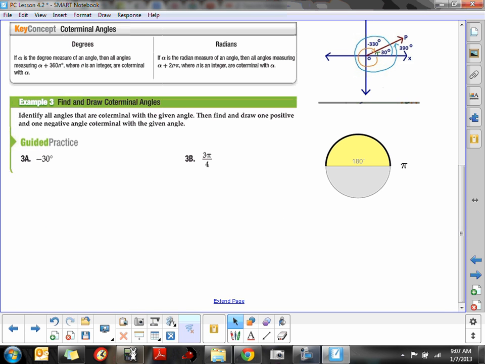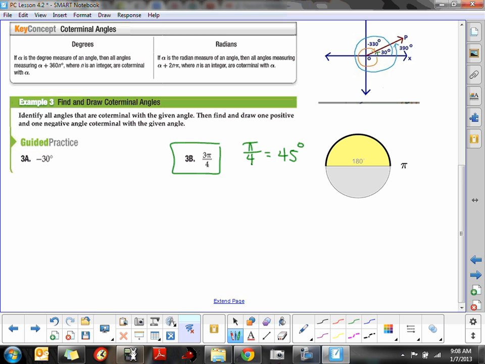Okay, so the next one is in radians. It's going to be a little bit of a challenge here to think about where 3 pi over 4 is. If you work anything like my mind, I always like to think about in radians, what is this in degrees? So I know that pi over 4 is always a 45-degree angle, and I'm going to have 3 of those. So this is what works in my mind.